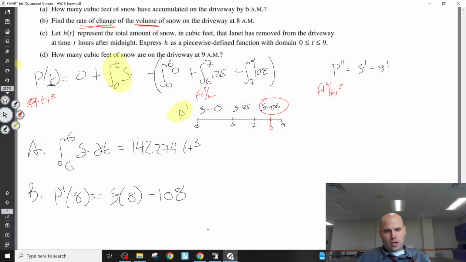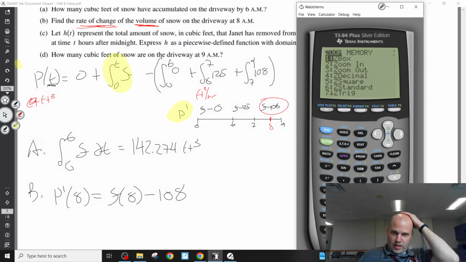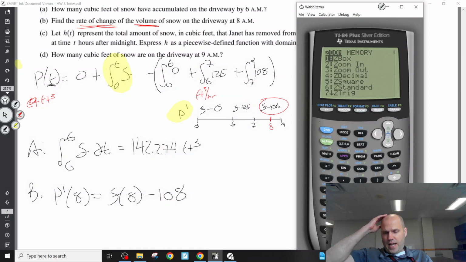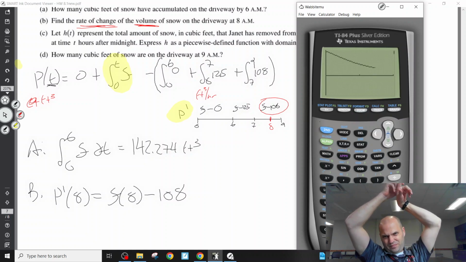Now watch what you could do. You could graph F minus 108 and then look from 7 to 9. So you can fit that, and trace, and then calculate 8. Or you could literally just type 8 into F and then subtract 108 from it.